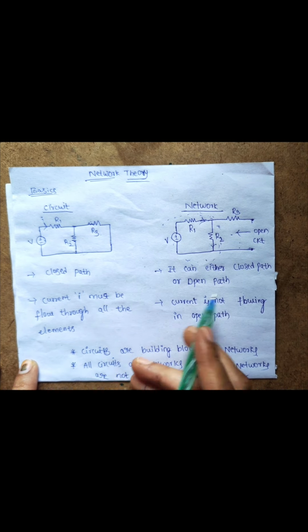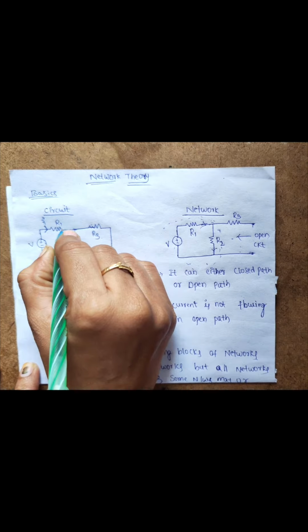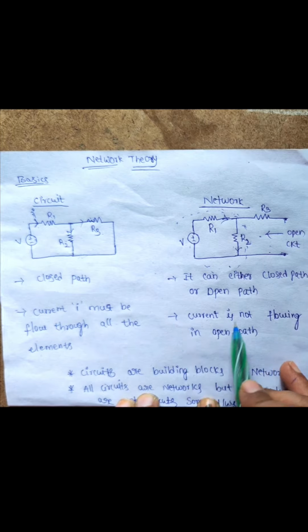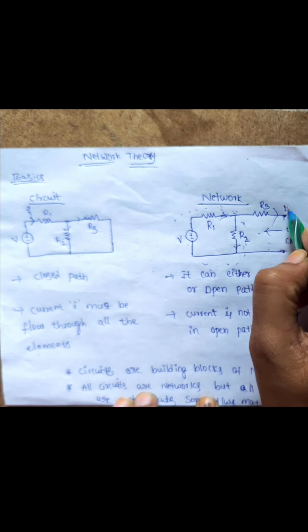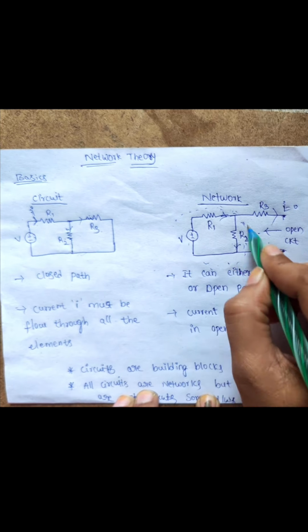In the circuit, current I must be flowing through all the elements. Means current I must be flowing through all the elements of the circuit. In the network, current is not flowing through the open path. Means current is 0 here. Current is flowing only through the closed path.